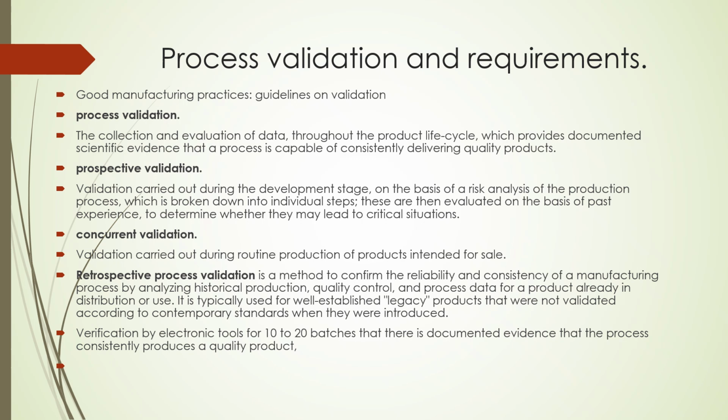Retrospective process validation is a method to confirm the reliability and consistency of a manufacturing process by analyzing historical production, quality control, and process data of a product already in distribution or in use. It is typically used for well-established legacy products. Where is retrospective validation applicable? For legacy products that were not validated according to the contemporary standard when they were introduced.